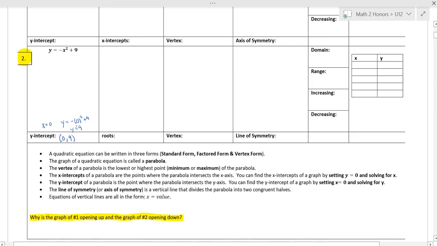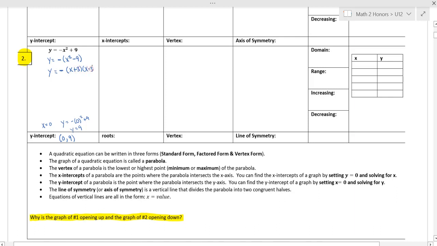Then we can get factored form. By factoring this, I'm going to first factor out a negative. When you factor, it's nice to make your leading coefficient positive. In this case, I have a negative x squared, so I'm going to factor out a negative, and I'm left with a positive x squared minus 9. I notice that x squared minus 9 is a difference of two squares, and so I factor it accordingly, and it's going to be x plus 3 times x minus 3.